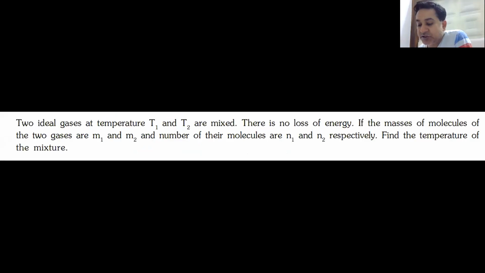Two ideal gases, at temperatures T1 and T2, are mixed. There is no loss of energy. If the masses of the molecules of the two gases are M1 and M2 and the number of their molecules are N1 and N2 respectively, find the temperature of the mixture. Can you do this?